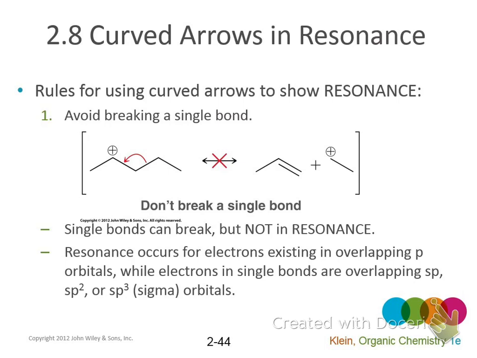Okay. First rule of resonance and arrows: don't break single bonds. Because that's not resonance. When we do chemical reactions, we have lots of reactions where we form and break single bonds, because by definition, when you do a chemical reaction, that's rearrangement of bonds. But for resonance, you can't do this.